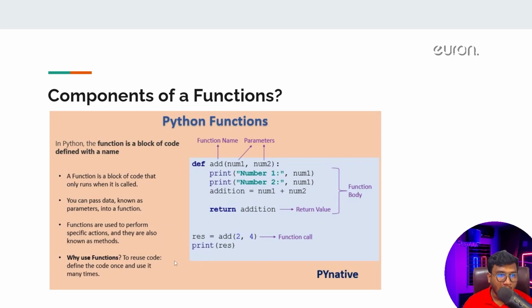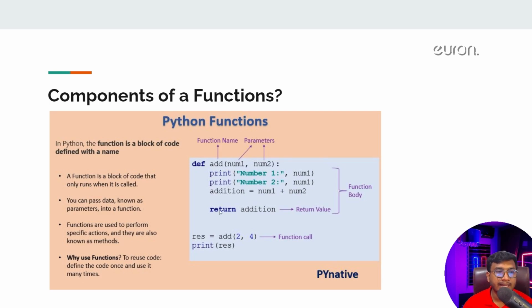Now you can see outside of the function, I'm calling this particular function. See, I'm calling this particular function add. Now here I'm passing these two values, 2 and 4. Number 1 is 2, number 2 is 4. This is called function calling. Unless and until you call the function, it won't work. It won't give you any kind of result. You have to call that function. This is called function calling.